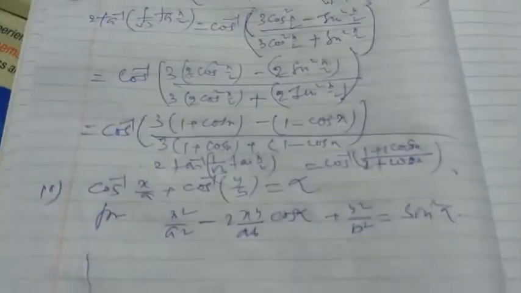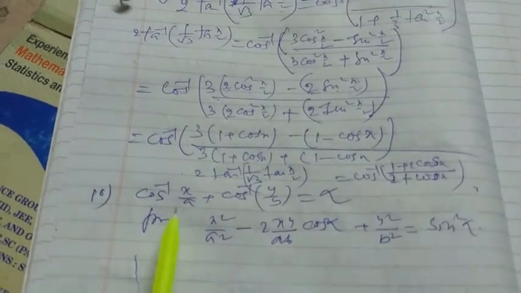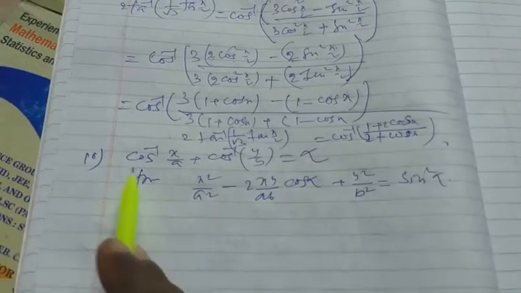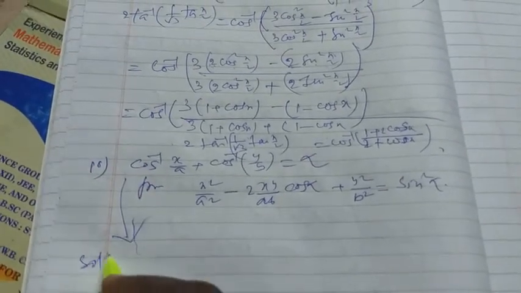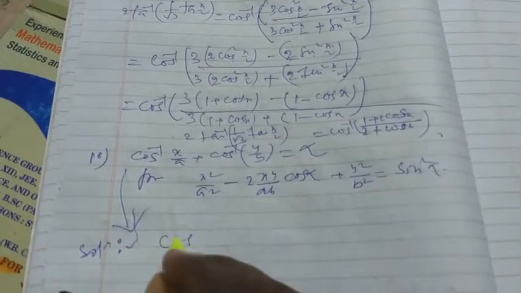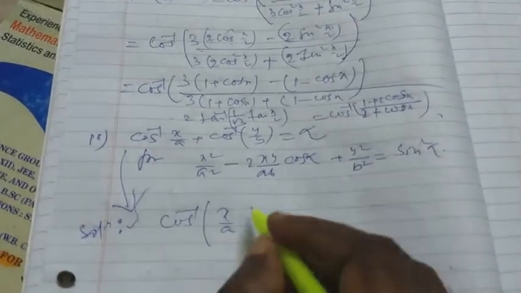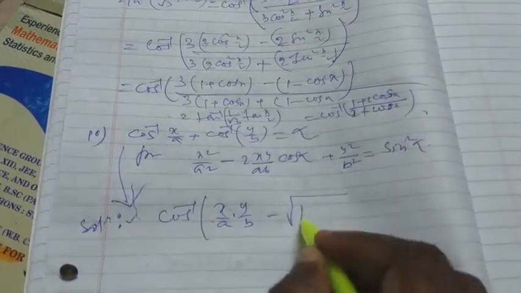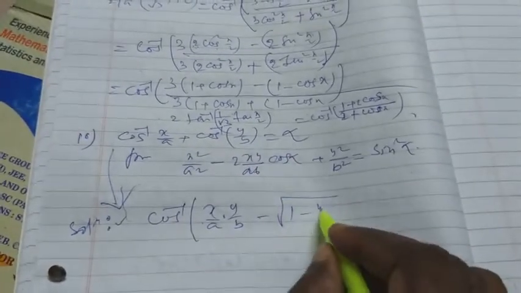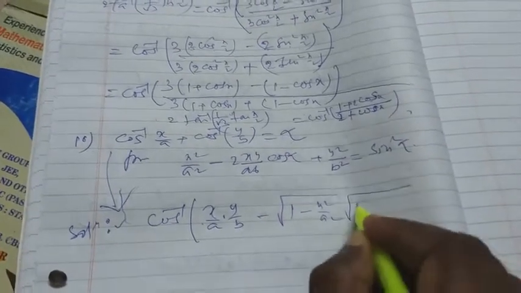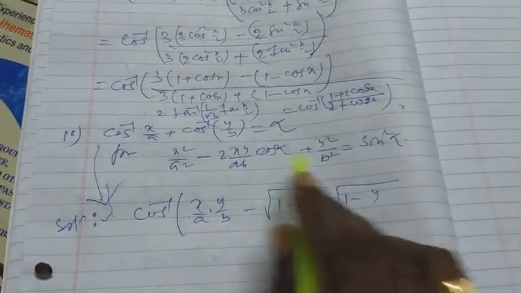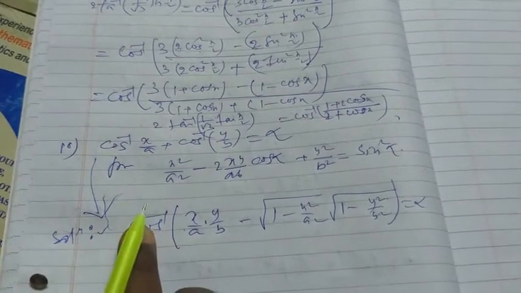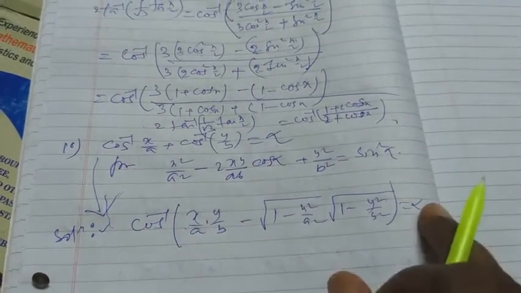Let's see. And now here question number 10, see that cos inverse x by a plus cos inverse y by b is equal to alpha. We have to show this. So we can apply the cos inverse formula, and cos inverse of x by a into y by b, that means x into y minus root over 1 minus x square. X square means x square by a square, and into root over of 1 minus y square. Y square means y square by b square, and this is alpha given. So now transfer cos inverse to this right hand side, so that will be cos alpha.